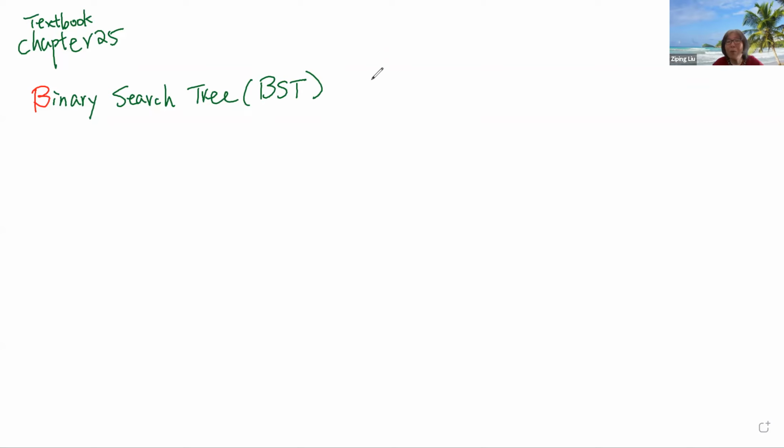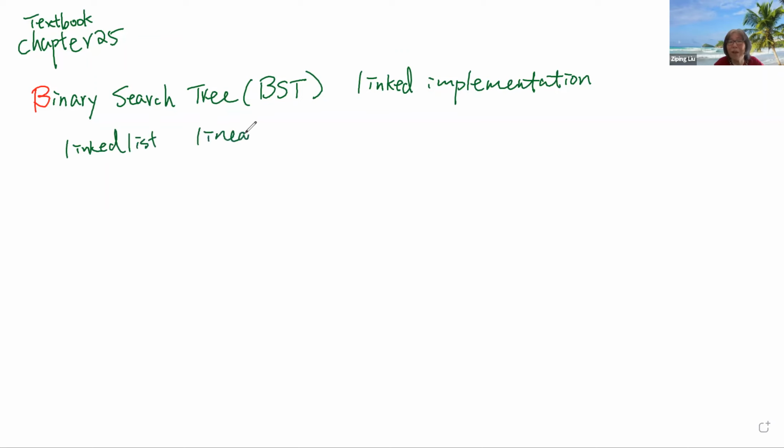And what we will learn is linked implementation. It's a little bit more complicated compared with linked list. We learned the simple linked list, which is a linear data structure. And based on the name, binary search tree, you know that it is a tree data structure.